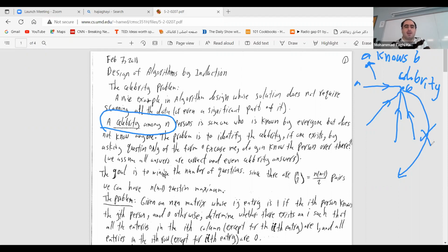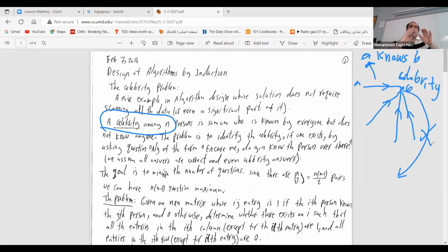Good. So this is a definition. And the question is that you are given n people, and you want to ask people some questions. By this asking, you want, with the minimum number of questions, to see whether this community actually has a celebrity or not. Here, we want to minimize the number of questions. You can think about this one.